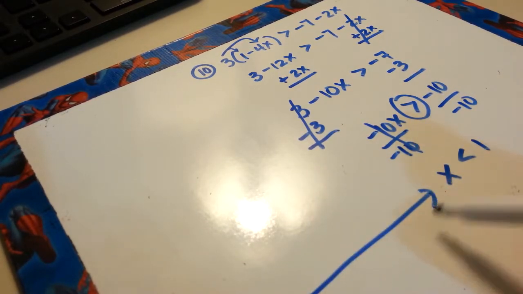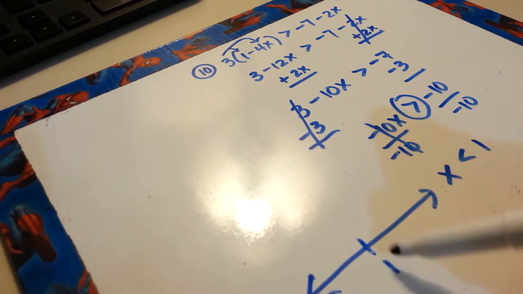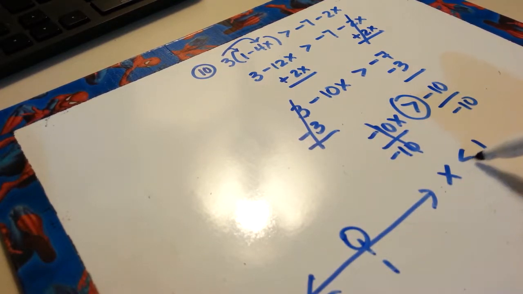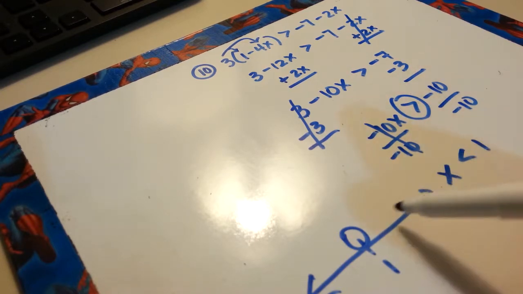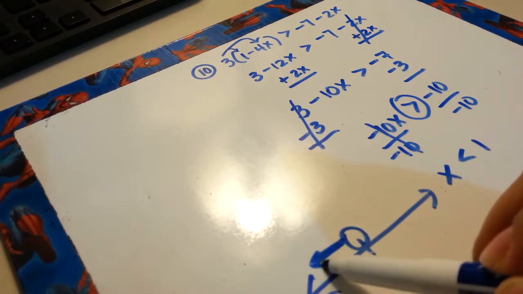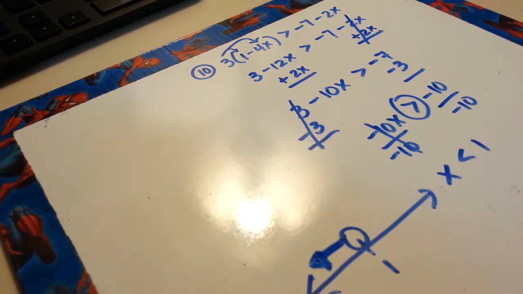And how would you sketch this on the number line? If this is the 1. Now this doesn't have an equal bar, so this stays open. And we want all the numbers that are less than 1. Numbers that are less than 1 are to the left.